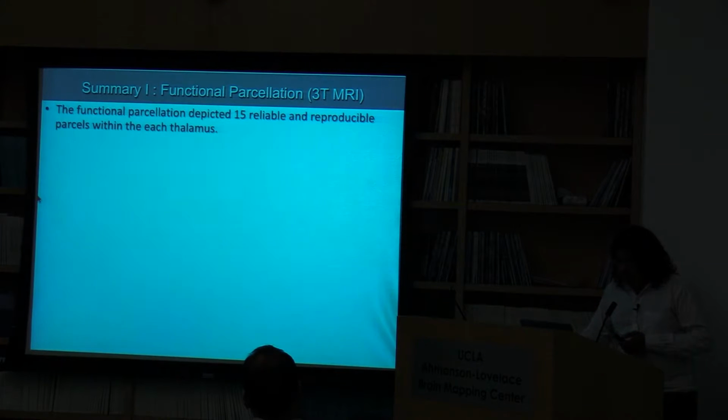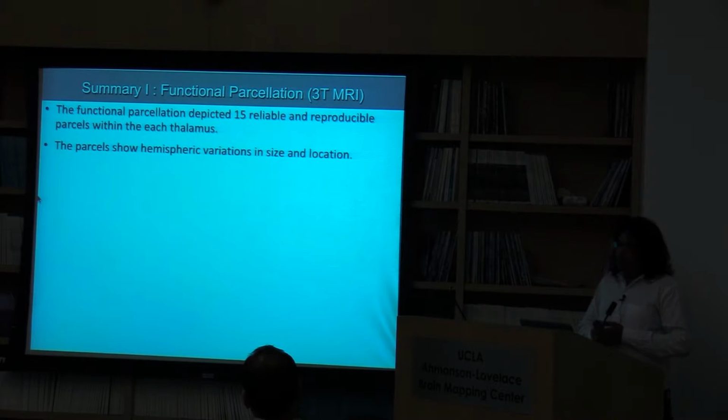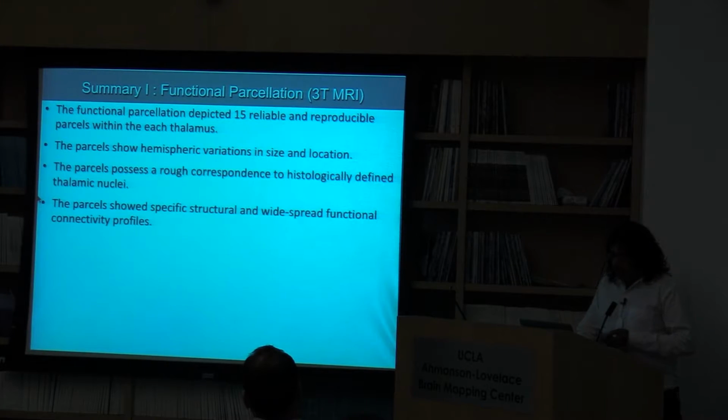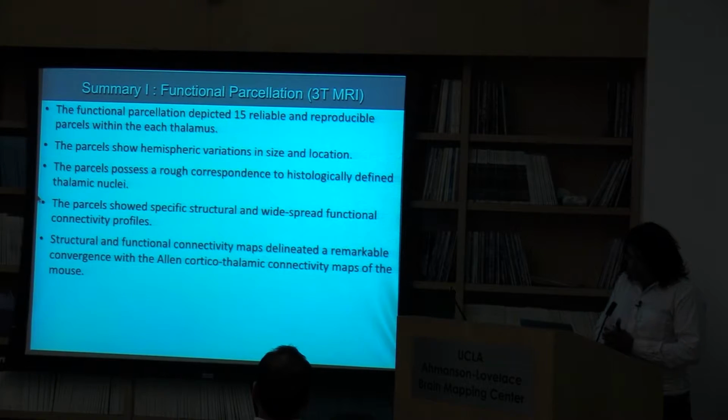Okay, this slide summarizes our functional parcellation study at 3 Tesla. The functional parcellation depicted 15 reliable and reproducible parcels within each thalamus. Parcels show laterality differences and rough correspondence with the histology. Parcels showed specific structural and widespread functional connectivity profiles. The structural and functional connectivity maps delineated a remarkable convergence with Allen mouse connectivity maps.